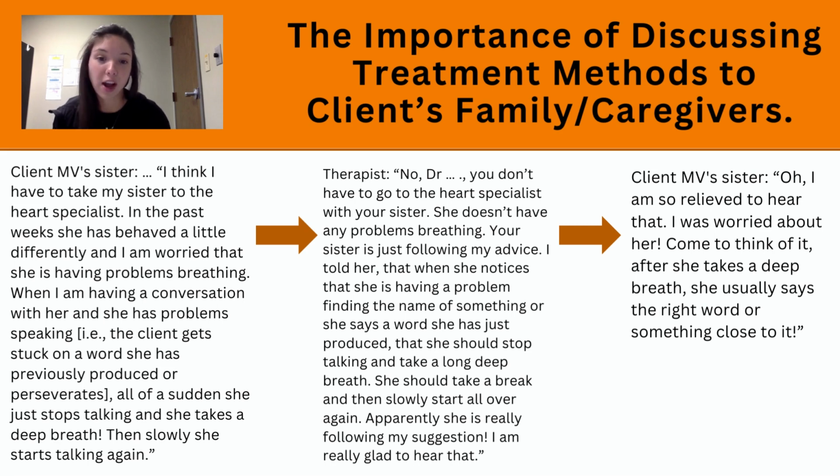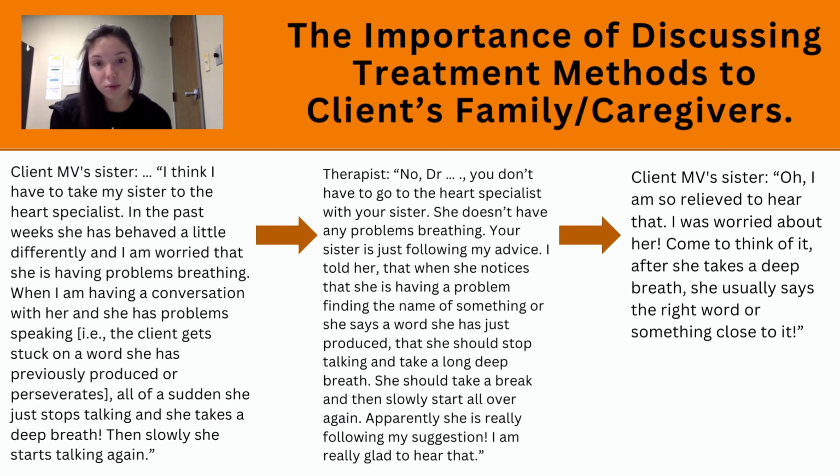So on AshaWire, I found this example that I thought was really beneficial to show the importance of discussing therapy methods with the client and caregiver as well. So, for instance, the client's sister states, "I think I have to take my sister to the heart specialist. In the past weeks, she has behaved a little differently, and I'm worried that she is having problems breathing. When I am having a conversation with her, she has problems speaking. For example, the client gets stuck on a word she has previously produced, or perseverates. All of a sudden, she just stops talking and she takes a deep breath. Then, slowly, she starts talking again."